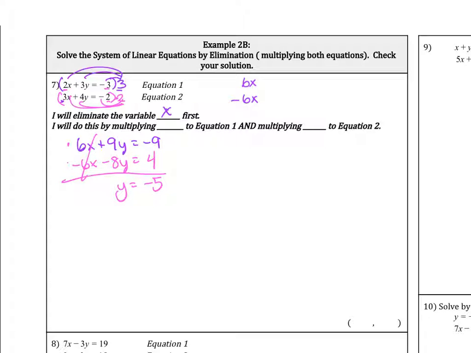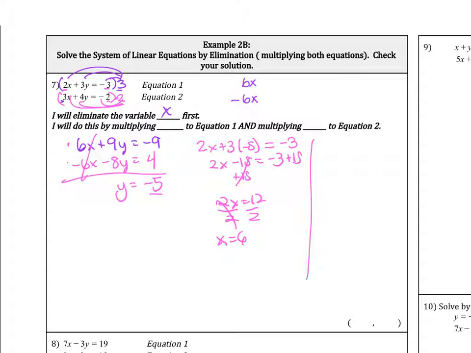So let's pick the top one, equation 1. That is 2x plus 3 times our y value that we found here, negative 5, and that equals negative 3. So we have 2x minus 15 equals negative 3. Add 15 to both sides. I get 2x equals 12, divided by 2, or x equals 6.